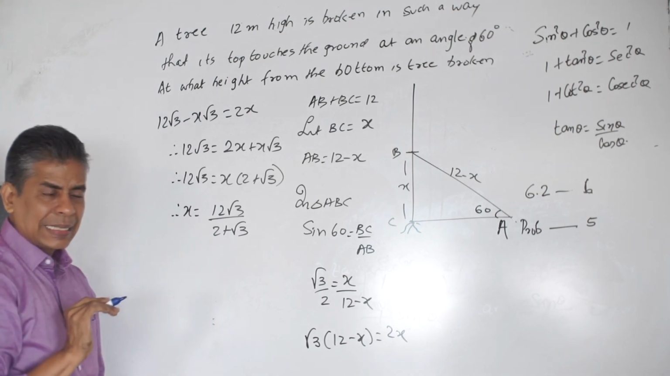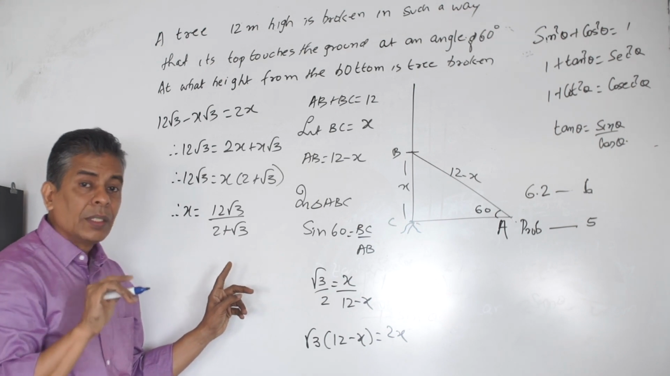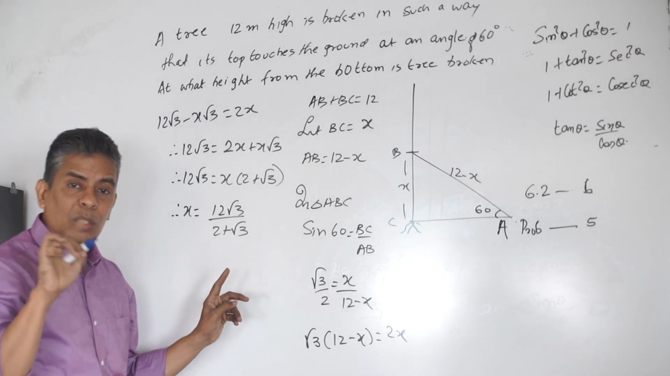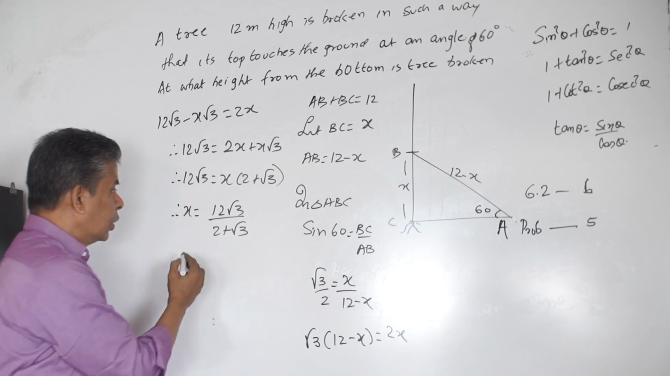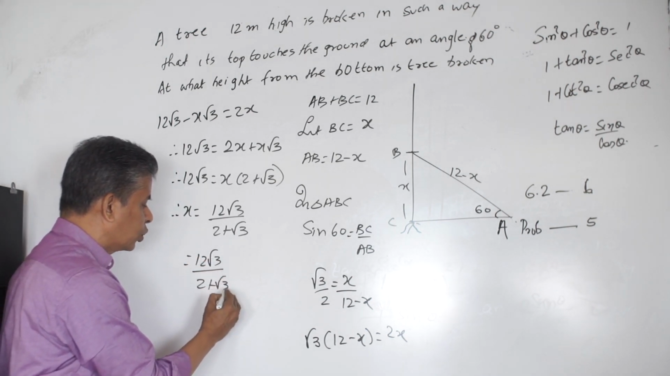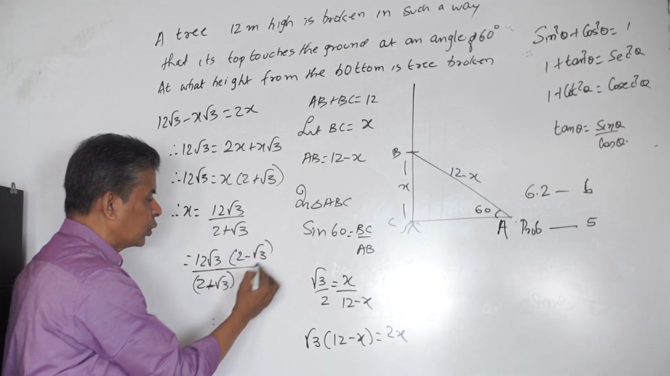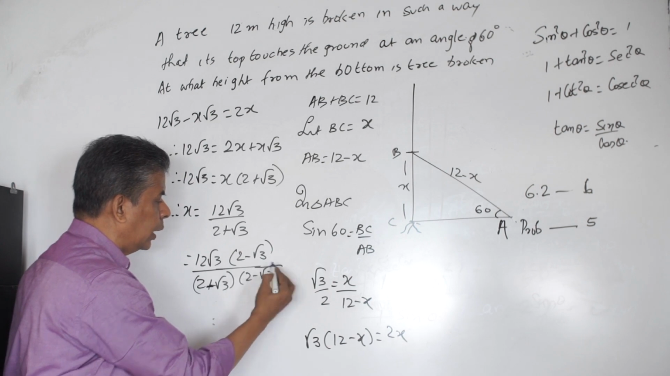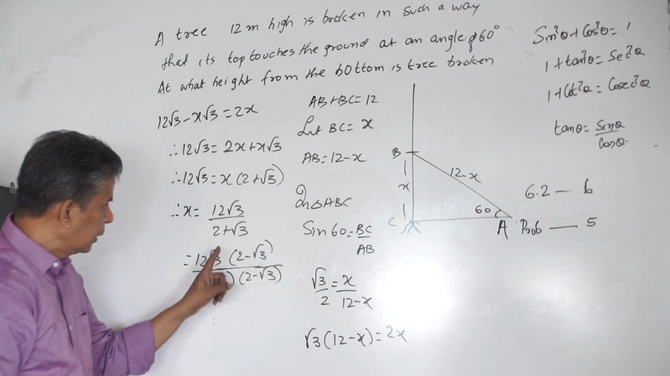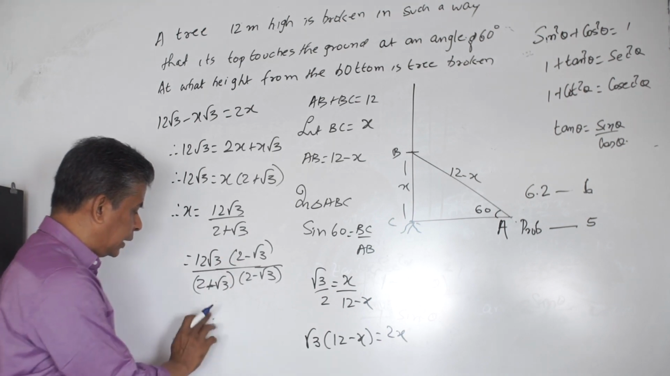Now we'll have to rationalize, rationalize by the conjugate. 2 plus root 3, right? So what is the conjugate? 2 minus root 3. So this will be 12 root 3 upon 2 plus root 3 into 2 minus root 3. Here also 2 minus root 3. Note this: it was 2 plus root 3, so what conjugate did we take? 2 minus root 3, in both numerator and denominator.